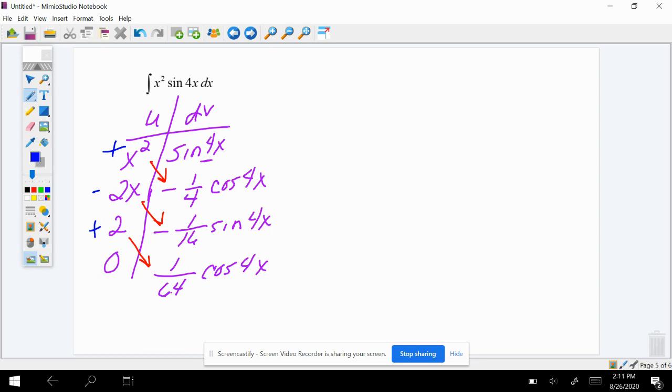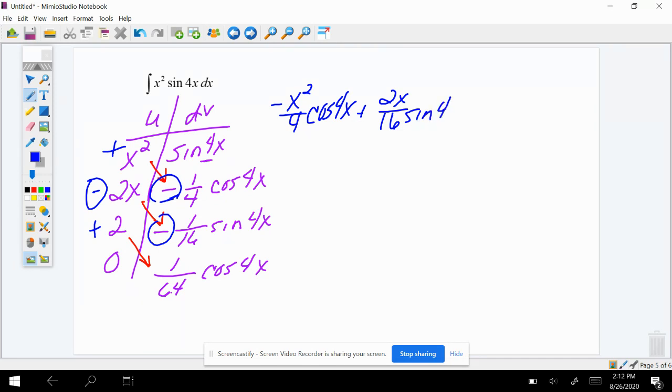So my first term is actually negative because of this negative sign right here. So it's going to be negative x squared over 4 cosine 4x. My next term has 2 negatives, so it's going to be a positive 2x over 16 sine 4x. And my last term is also positive because there are no negatives at all, 2 over 64 cosine 4x plus c. So that's how the table works.